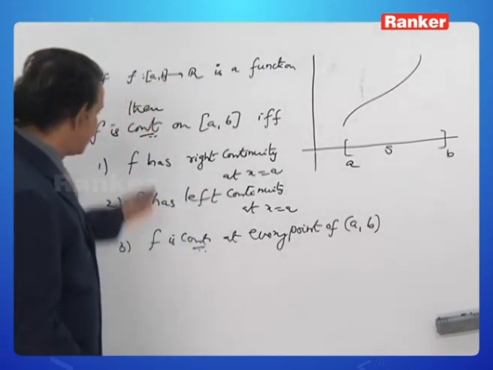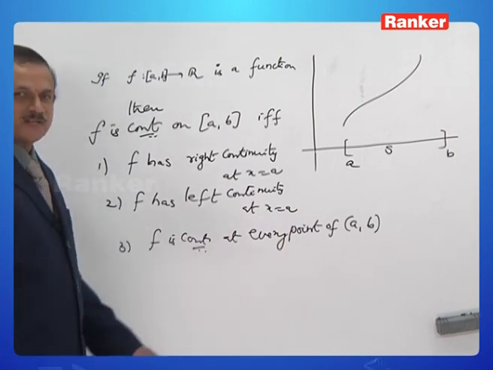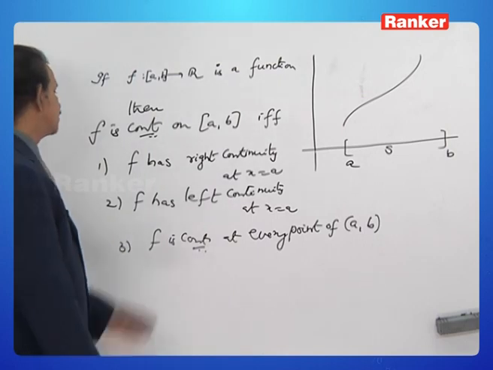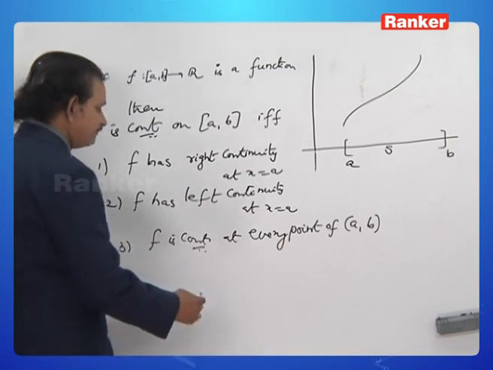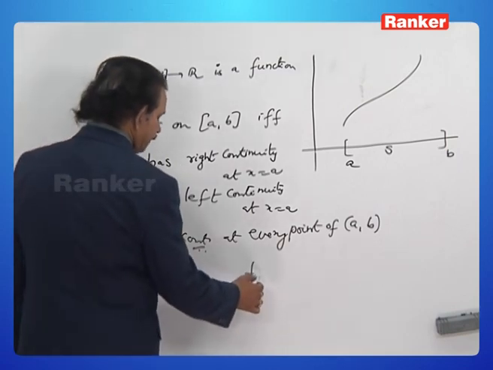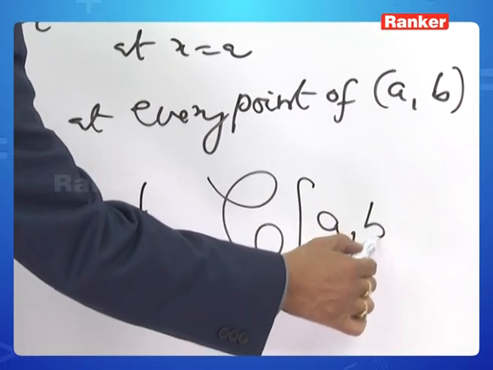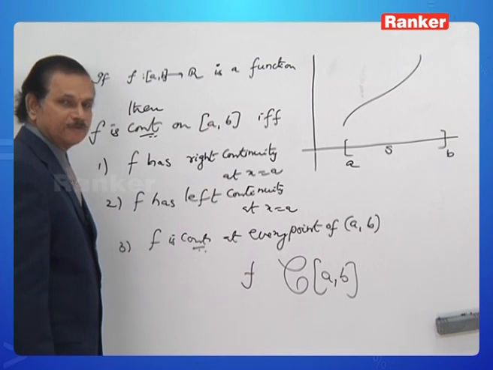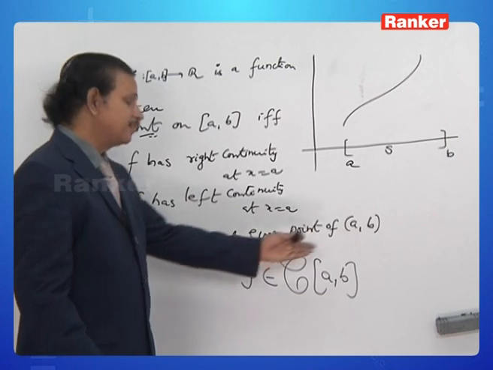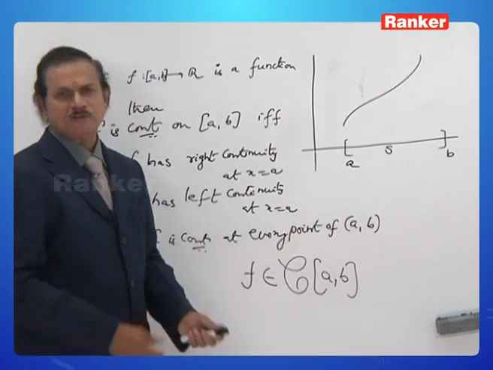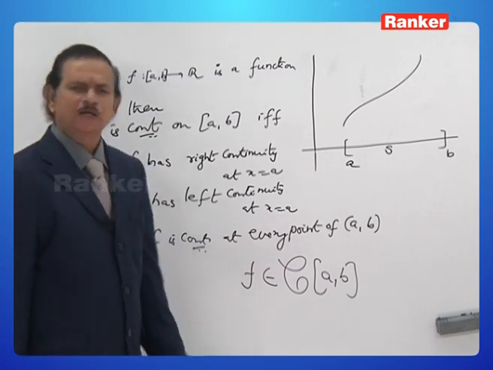Yes, if these three conditions are satisfied, then for such functions we say that f is continuous on closed interval a to b. And the set of all such functions is denoted by C[a, b], the set of all continuous functions on closed interval a to b. If you write f belongs to this, then f is continuous on closed interval a to b. Of course, this symbol is not included in your syllabus. It is just enough if you know that; you can omit it.